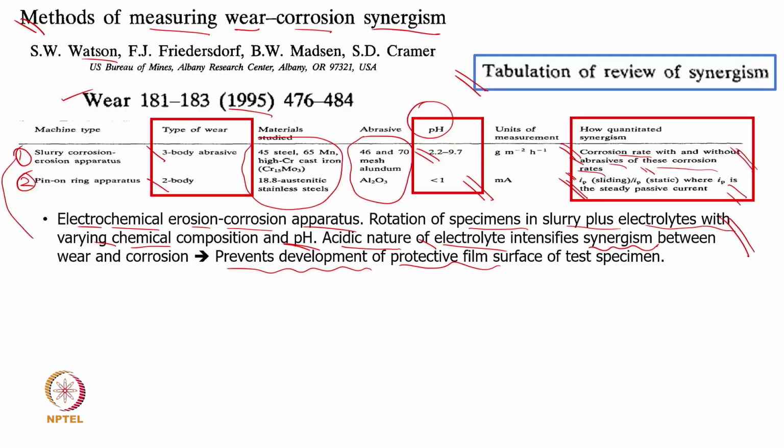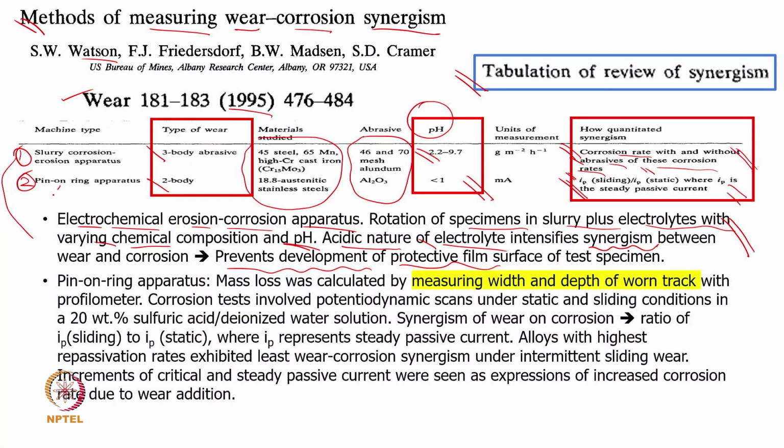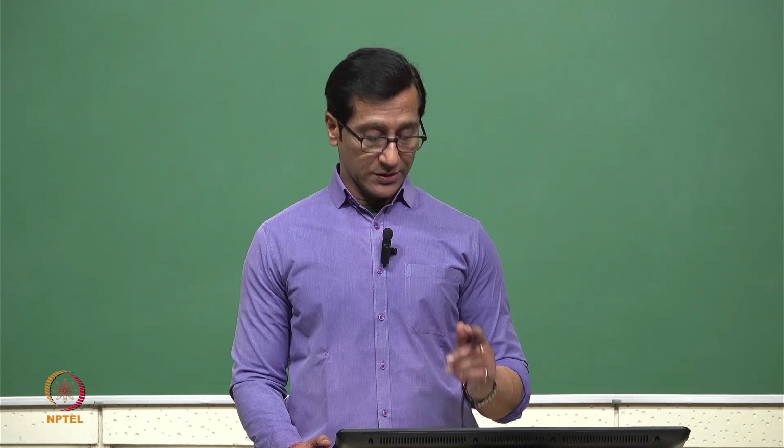So this is what they have done, and it has been tabulated in this paper. Second one, the pin on ring arrangement apparatus, they calculate the mass after calculating the volume, which is a very good option. Reason being, earlier we have many times been getting a weight directly on a weighing balance, which to some extent may provide us some errors and some uncertainties.